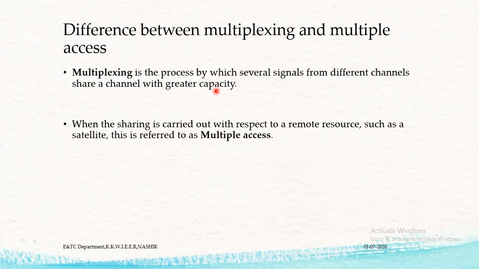Whereas in case of multiple access, when the sharing is carried out with respect to remote resources such as a satellite, it is called multiple access. Access means we are accessing multiple resources, that is called multiple access. Multiplexing means where we are transferring multiple signals over the same channel. So this is the basic difference between multiplexing and multiple access.